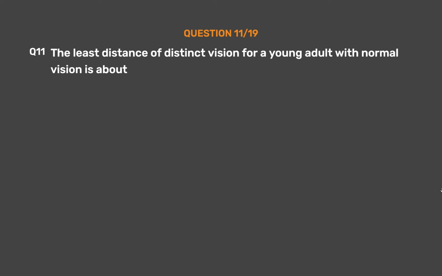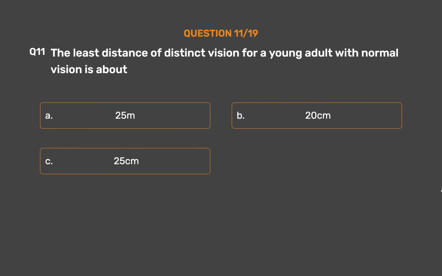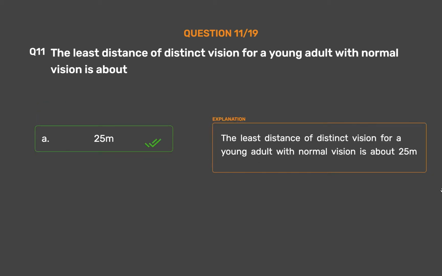Question number 11. The least distance of distinct vision for a young adult with normal vision is about option A, 25 meters, option B, 20 centimeters, option C, 25 centimeters, option D, 20 meters. The correct answer is option A, 25 meters. The least distance of distinct vision for a young adult with normal vision is about 25 meters.